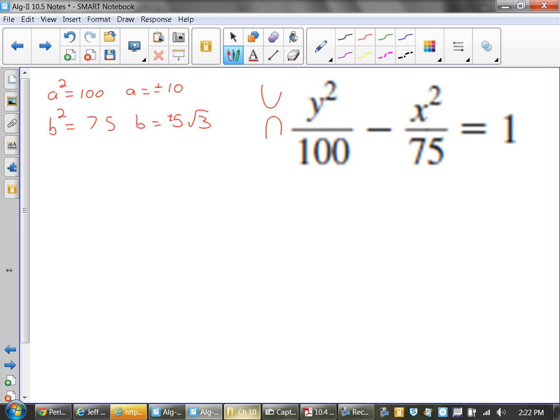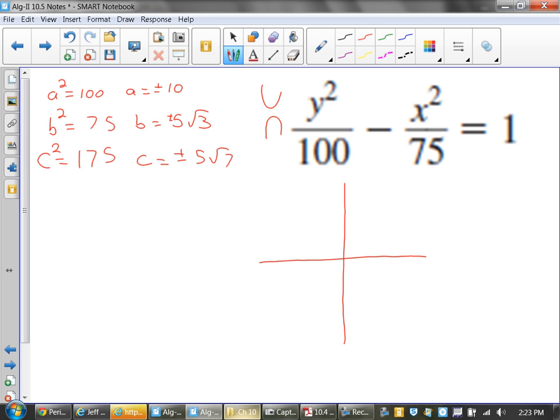So the value of b is going to be 5 root 3. c squared is 175. Do you agree? The square root of 175 is what? Do you have to simplify it? Yep. 5 root 7. How many quarters are in $1.75? 7. That's right. I'm going to say 5 root 7.